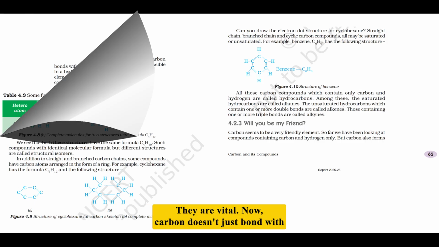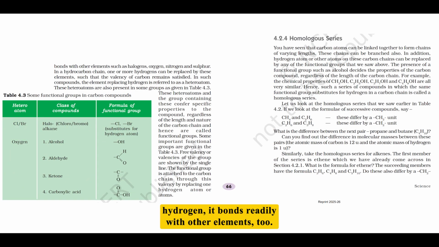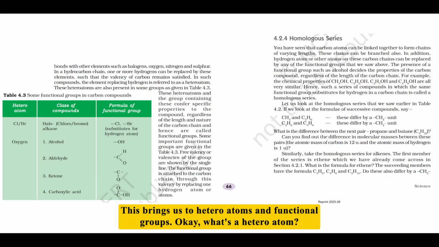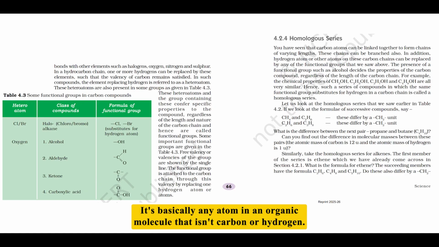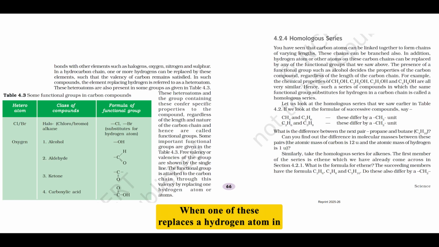They are vital. Now, carbon doesn't just bond with hydrogen, it bonds readily with other elements too. This brings us to heteroatoms and functional groups. Okay, what's a heteroatom? It's basically any atom in an organic molecule that isn't carbon or hydrogen. Think oxygen, nitrogen, sulfur, halogens, chlorine, bromine, etc. When one of these replaces a hydrogen atom in a hydrocarbon chain, it's called a heteroatom. And these heteroatoms create functional groups.